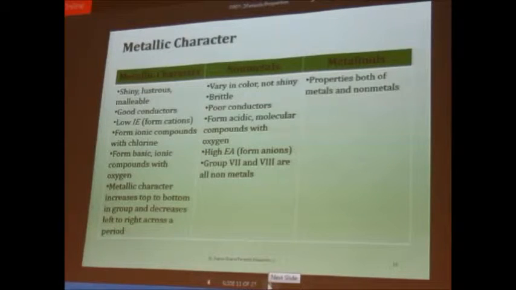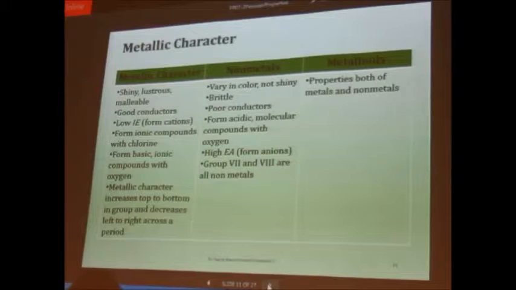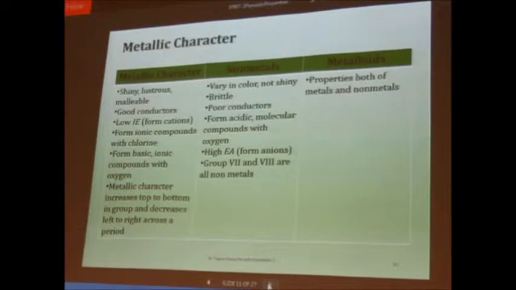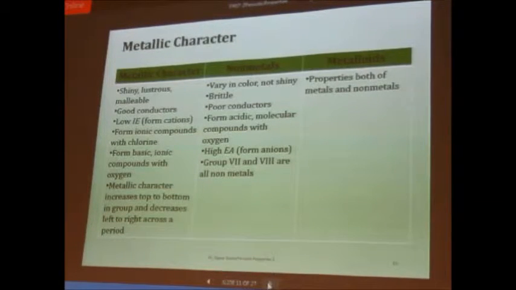And then metallic character, I think this is not in your textbook, or maybe it is, I'm not sure. But I like to talk about it because it's an important part of the periodic table. Because there is a trend: as you go towards the right-hand side, what happens to the metallic character? Increases or decreases? Decreases. It decreases because you're getting into the non-metals. And then as you go down, the metallic character increases. So that's the trend, in general.